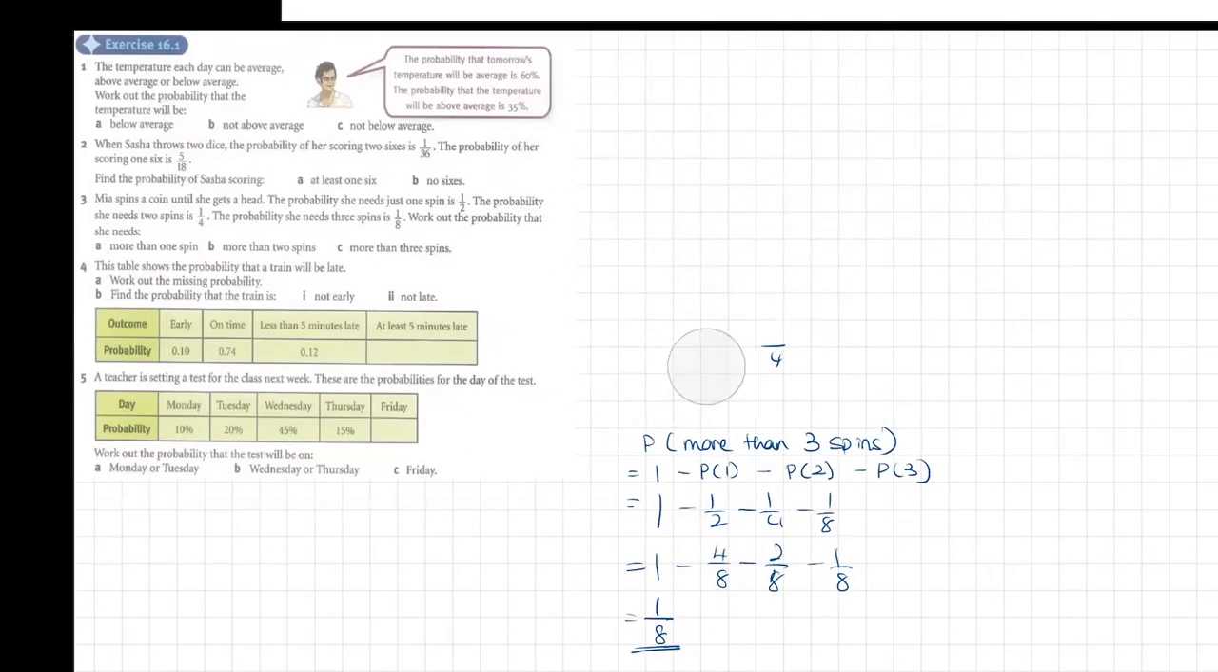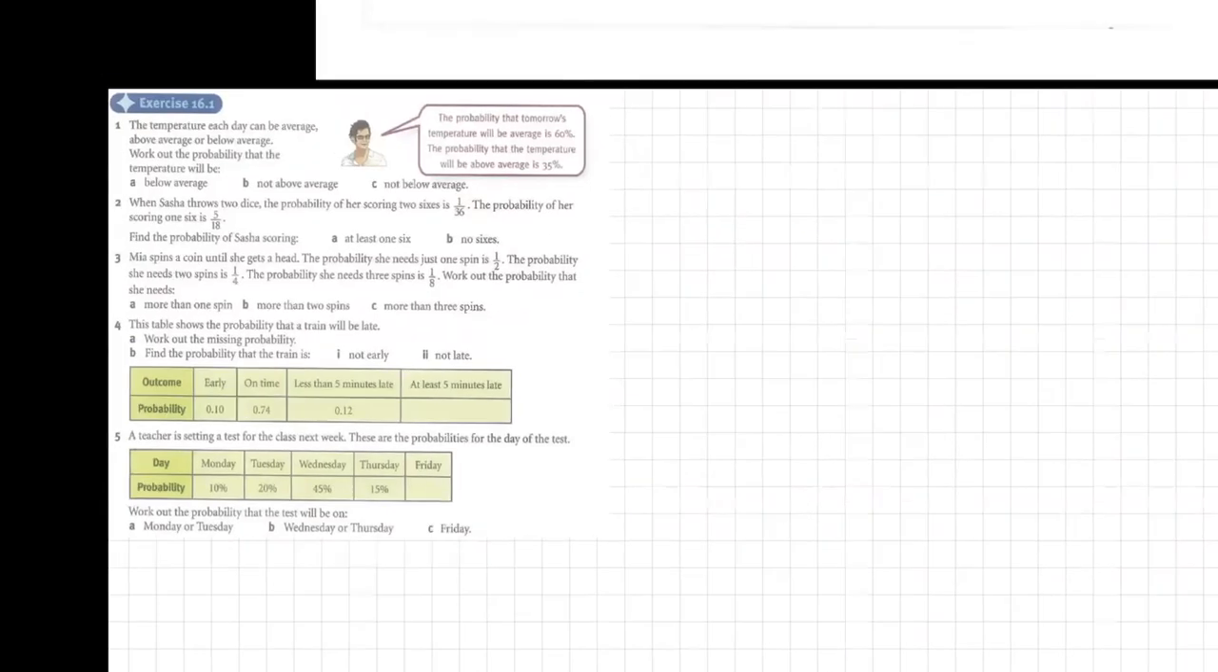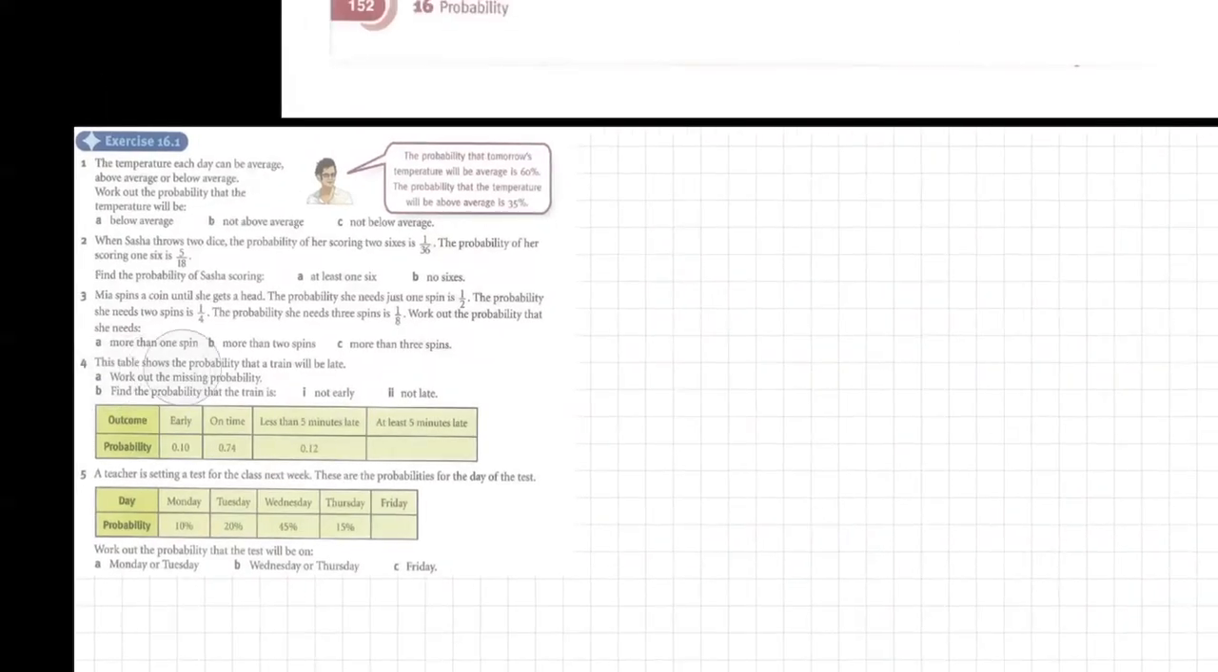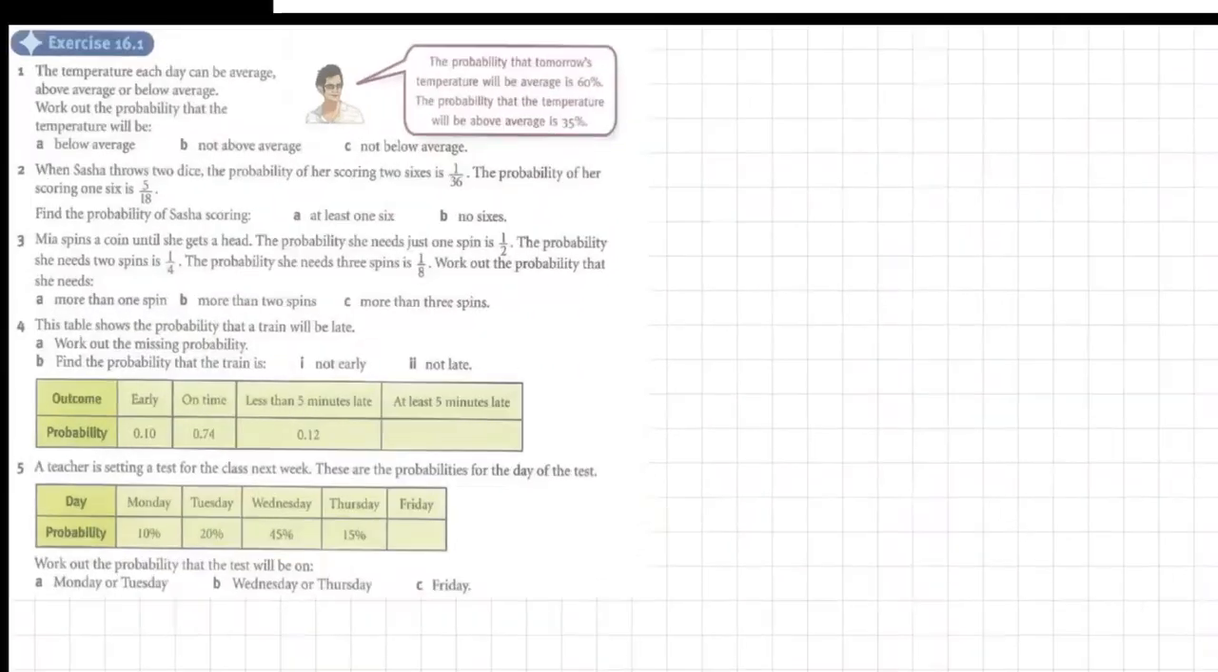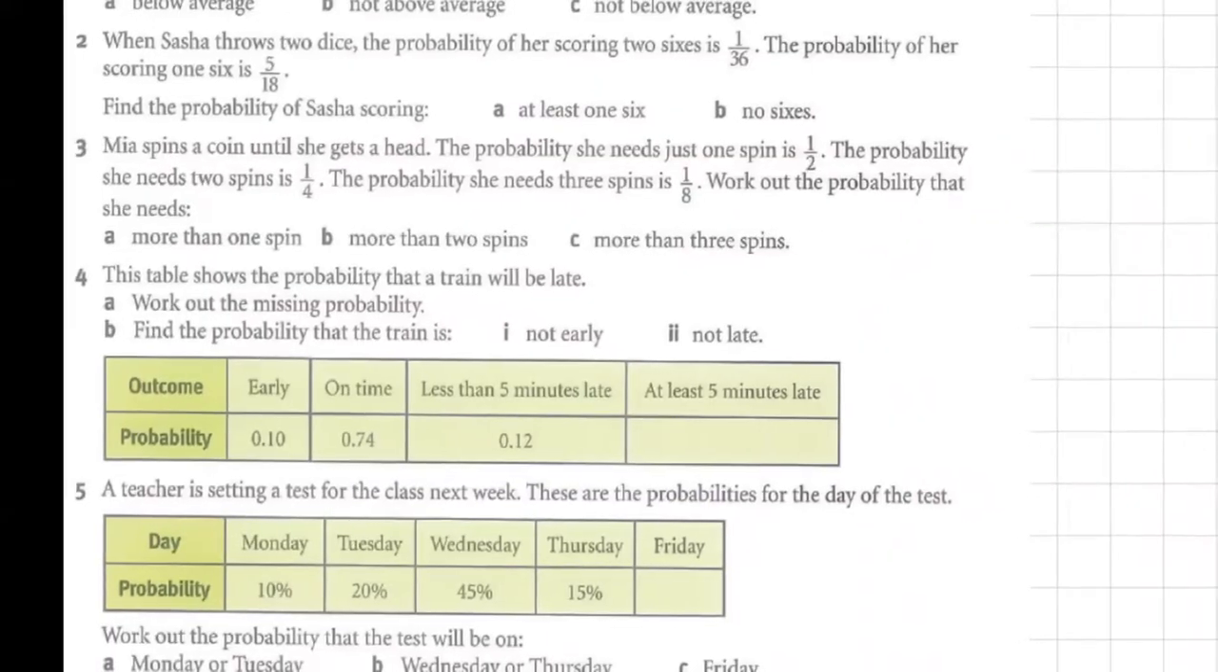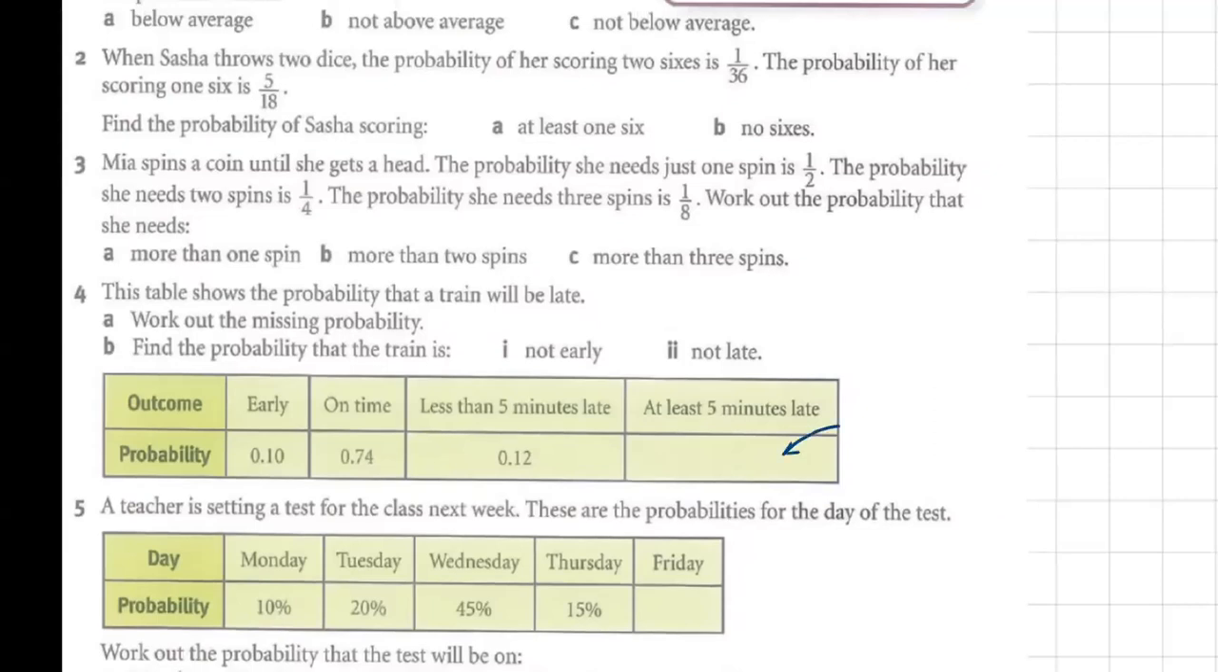You need to think about what the possible outcomes are. So for question number 4, this table shows the probability that a train will be late. Work out the missing probability here. As you know, these are all the possible outcomes. And the last one here should be 1 minus the rest: 1 minus 0.74 minus 0.12. If we do this, the answer should be 0.04.